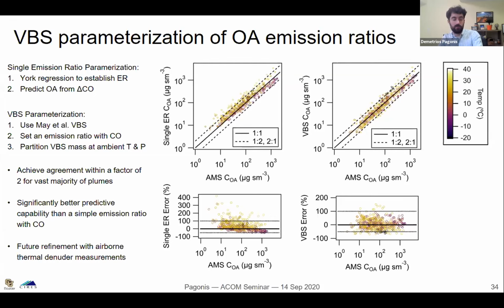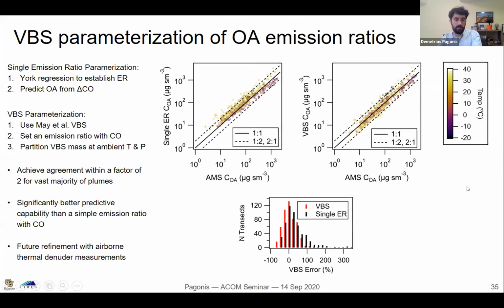Going forward, I should mention that we have airborne and thermal denuder measurements during FIREX that we're going to start analyzing, and we think we can use those to further refine the VBS that we use in this approach. Then maybe by also incorporating some speciation in fuels, we could start to do even better than a factor of 2. And lastly, if you just want to see those scaled residuals as histograms, you can see that the VBS approach in red is a much better looking distribution than the single emission ratio approach.